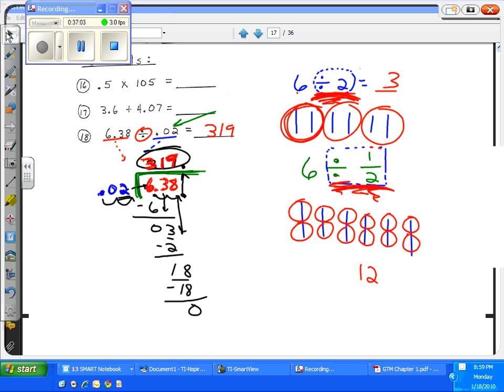And so we learned from that that 6 divided by 1/2 is the same as 6 times 2 over 1, which is 12. And so we learned that when you divide by a fraction, the answer gets bigger because you're multiplying by the reciprocal. If we thought of that as the decimal 0.5, the answer would get bigger because you're really multiplying by the reciprocal. Okay?